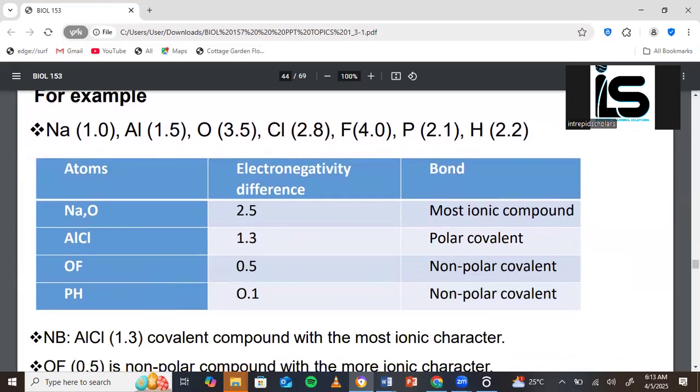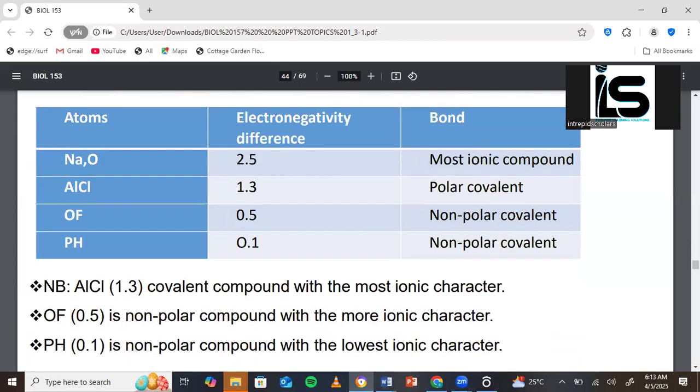So we have been given the electronegativities of atoms to find the nature of bonds that will be formed between them. So sodium and oxygen, the electronegativity difference will be 2.5, which is above 1.7, so it's ionic, most ionic compound. Then AlCl3, it is less than 1.7, so it's a polar covalent compound. Now the OF and the PH bonds are way lesser, very, very small. So those become non-polar compounds.